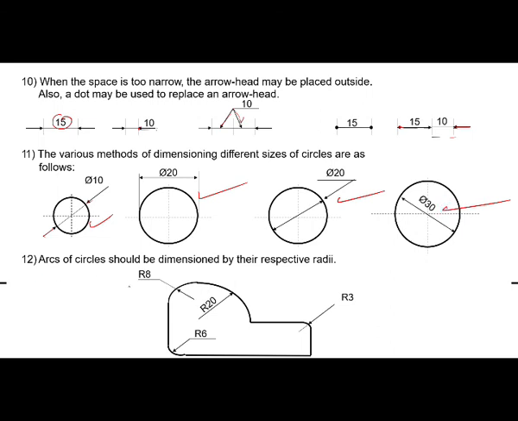Arcs of circles should be dimensioned by their respective radii. So R8 means radius 8, 8 mm, 8 inch or anything. There must be a mention that all dimensions are in millimeters or inches or some other units. This R6 means this arc is 6 mm radius. This is R3, 3 mm radius. So this is the way of writing on the arc.